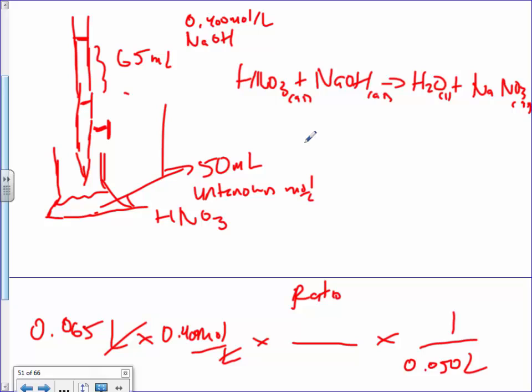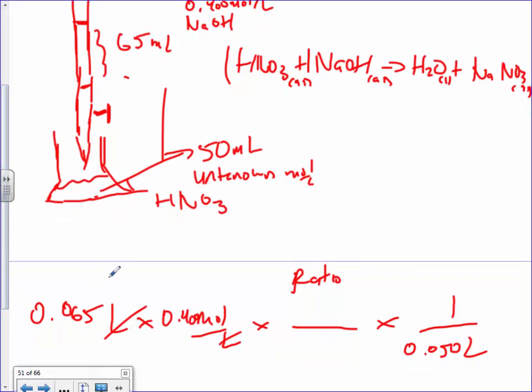Actually, it's balanced. It's perfect. So the only thing I would suggest then is we should just make sure we know which one is which. This information here was about NaOH. So I'm going to put NaOH on the bottom so that it cancels. And it's a 1-to-1 ratio with HNO3.